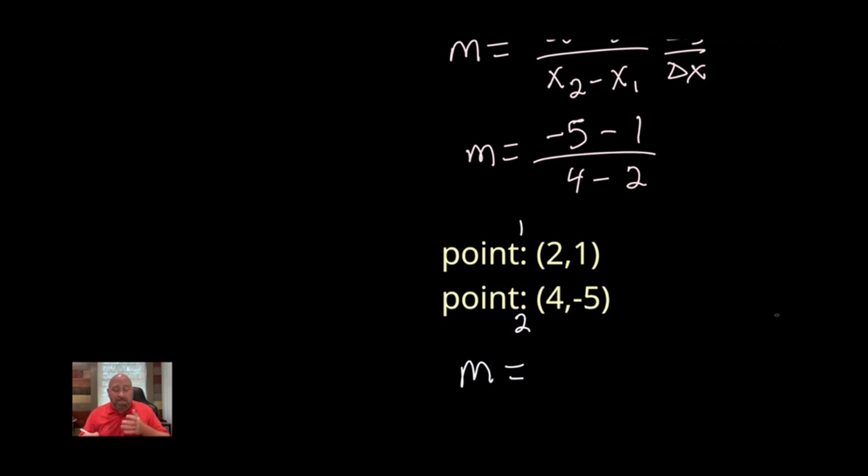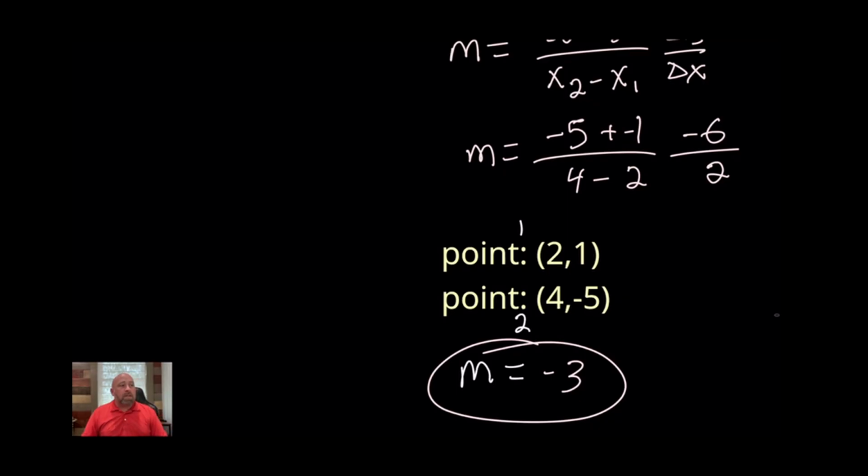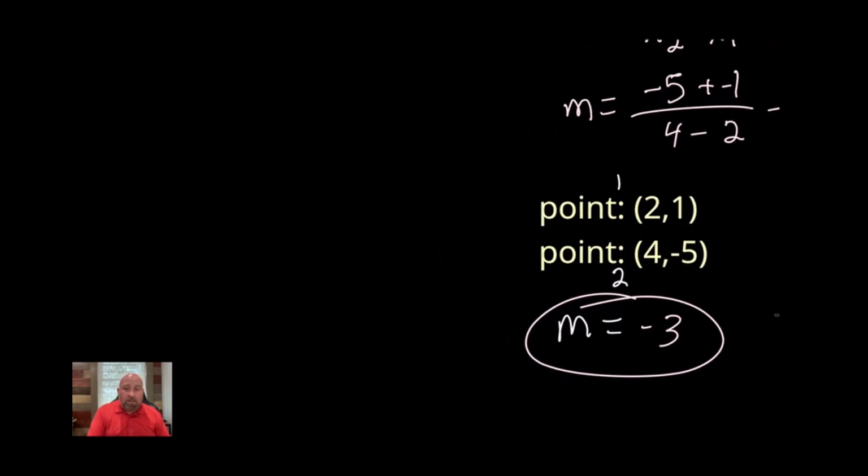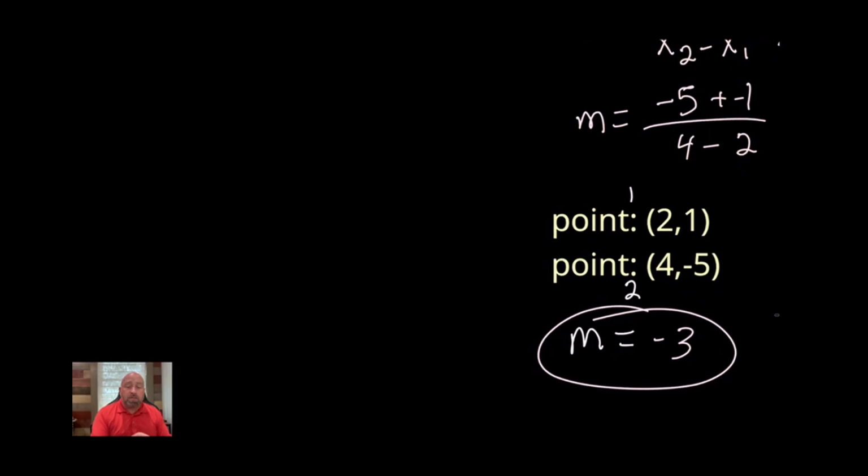So negative 5 minus 1. If I have negative 5, how do I do this? Well, remember, I change the sign of the second and add. So that's going to give me negative 6 over 4 minus 2, which is 2. Negative 6 over 2, if I reduce that, is going to give me negative 3. That's going to be my slope. So now that I have the negative 3, I can go back in and use that information to plug into my point-slope formula.